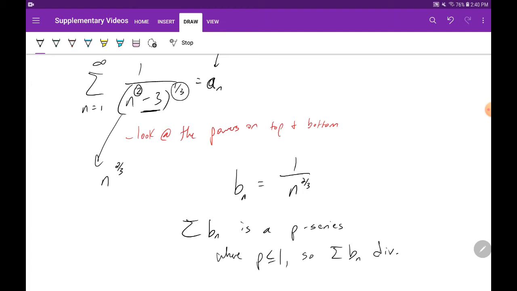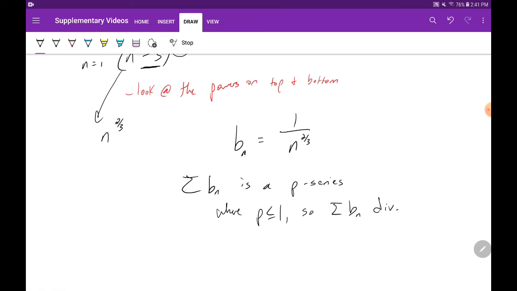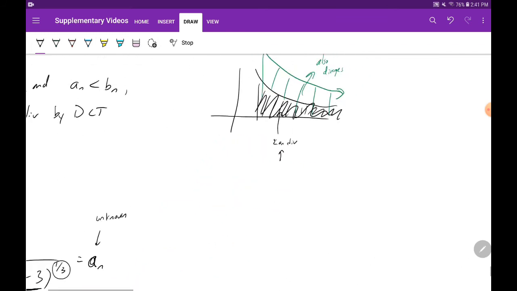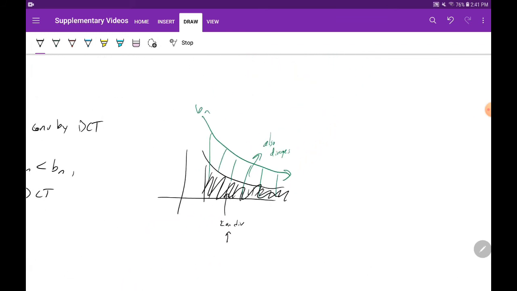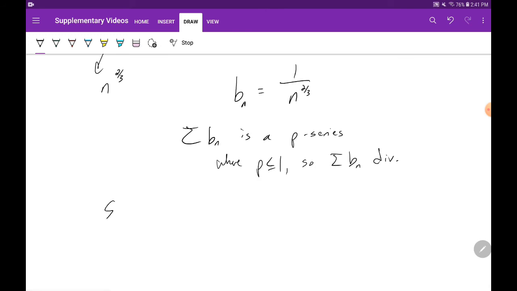All right, so we have our known now. A sub n is our unknown. B sub n is now our known. We use the P series to prove that it's divergent. So what does that mean? This is going to fall under the divergent case. We have something that diverges, so we want the thing that we don't know to fall above. How do we show this? We want B sub n to be less than A sub n, because if A sub n falls above B sub n, we can just say that it diverges by direct comparison test.